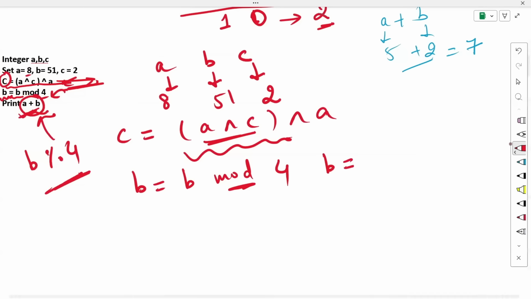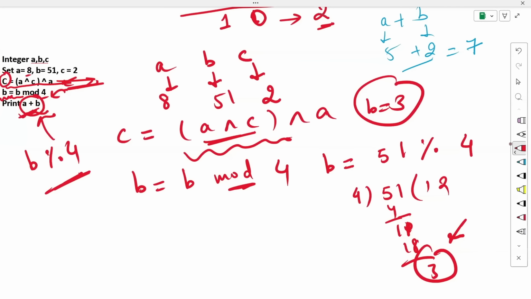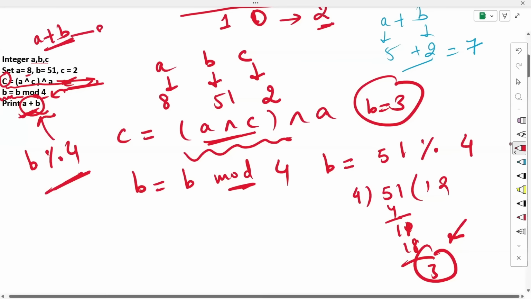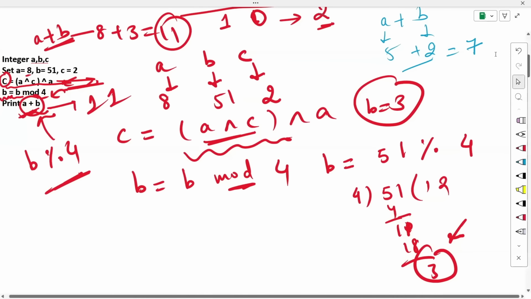So initially B is 51. Then we have to perform this modulo 4. So divide 51 by 4. So basically remainder is 3. That means value of B will change to 3. Now print A plus B. A is 8, 8 plus 3, 11. So answer for this is going to be 11. Let's move to next question here.